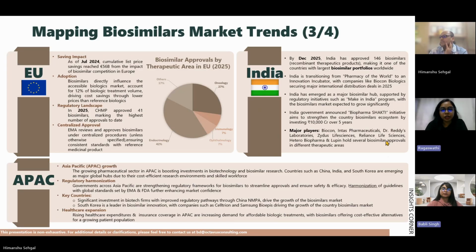Next after India, if we want to talk about the Asia Pacific region, China, South Korea, and India are booming like anything in terms of the biosimilar market, because there has been strong regulatory streamlining going on, support coming in from the government, and international deals happening. In these three regions, we can say these are the three major upcoming Asia Pacific markets to look at.